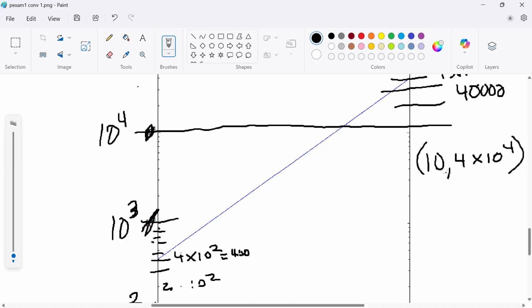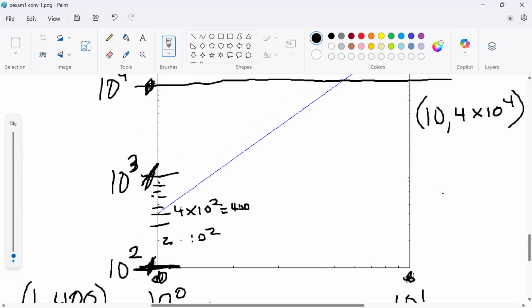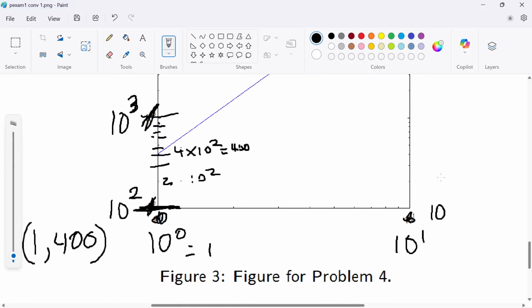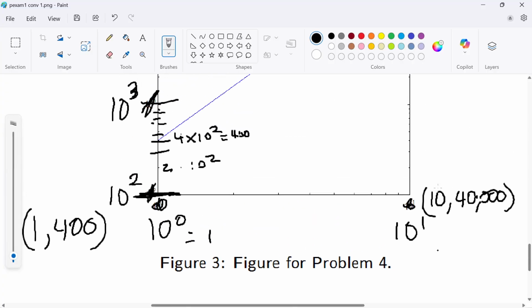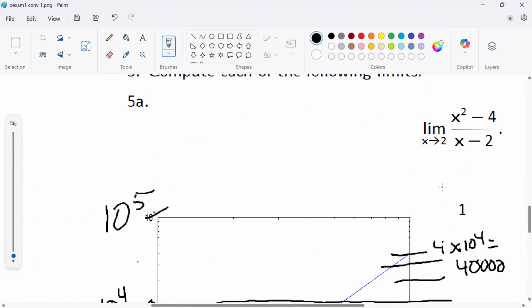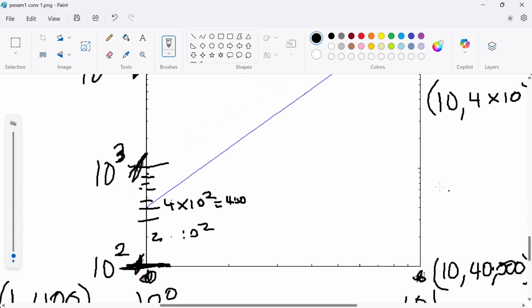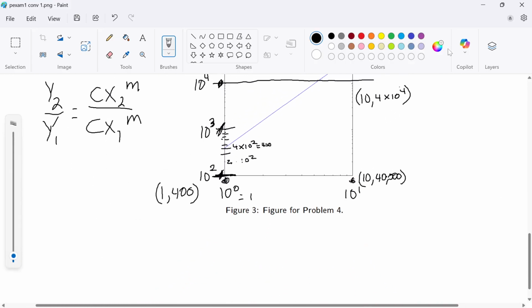Okay, so I have 1, 400, and I'll write it down here, 10. I'll write it the other way this time, 10, 40,000. Doesn't matter which way you write it. So now I put this, where did I write all that y stuff? Wait a minute, what happened to my y's? Oh, I put it over here. So I'm going to call this point 2, and I'm going to call this point 1.